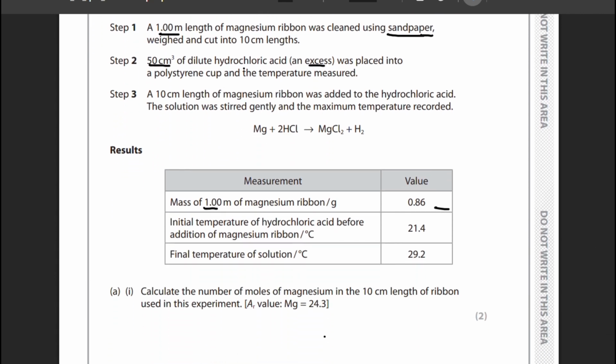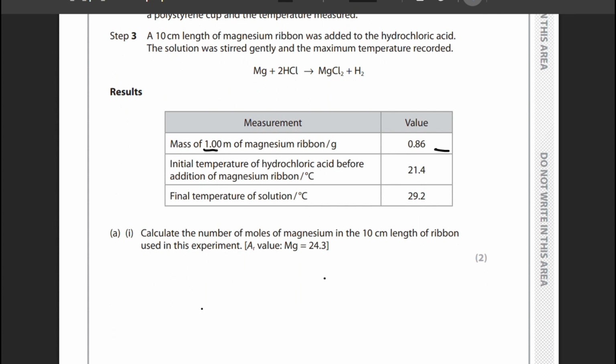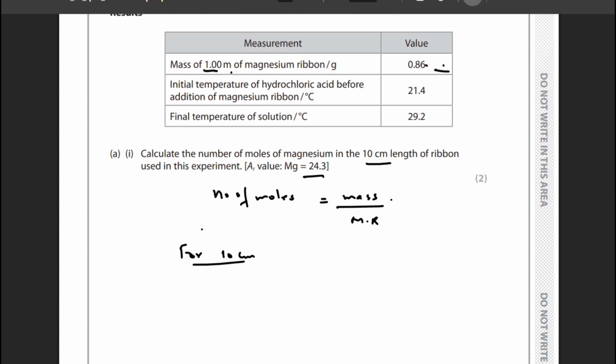Now the measurements and the values are given here. Question 1: calculate the number of moles of magnesium in the 10 cm length of ribbon used in the experiment. So you need to calculate the number of moles. For that we need mass over Mr. We have the Mr of magnesium. We have the mass given here, 0.86, but this is the mass of 1 meter and we need the mass for 10 centimeters. So for 10 centimeters we need to calculate the mass. You know, 1 meter is equal to 100 centimeters.